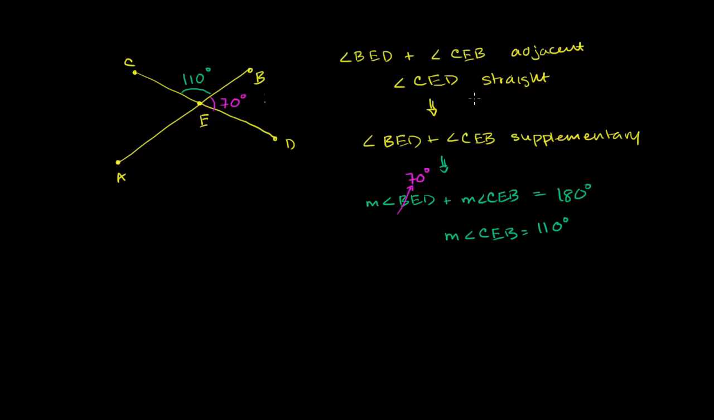Well, that's interesting. And I went through more steps than you would if you were doing this problem quickly. If you did this problem quickly in your head, you'd say, look, this is 70 degrees. This angle plus this angle would be 180 degrees. So this has to be 110 degrees.